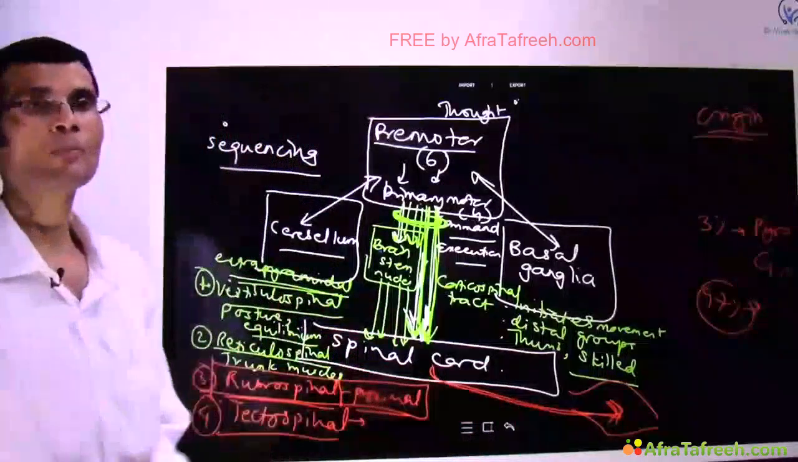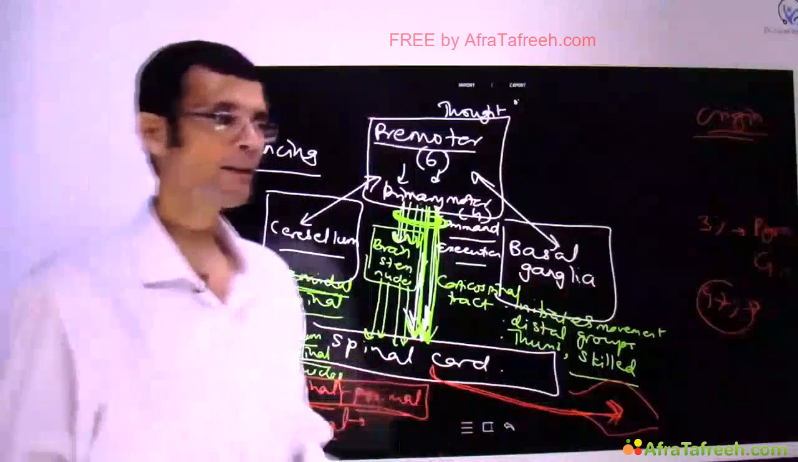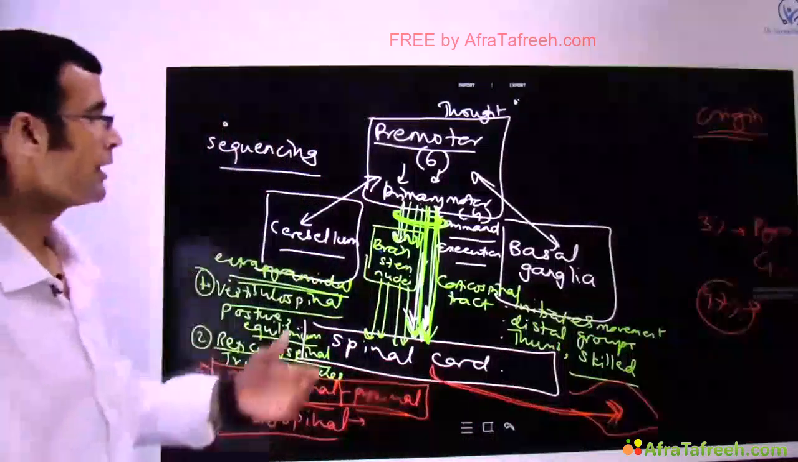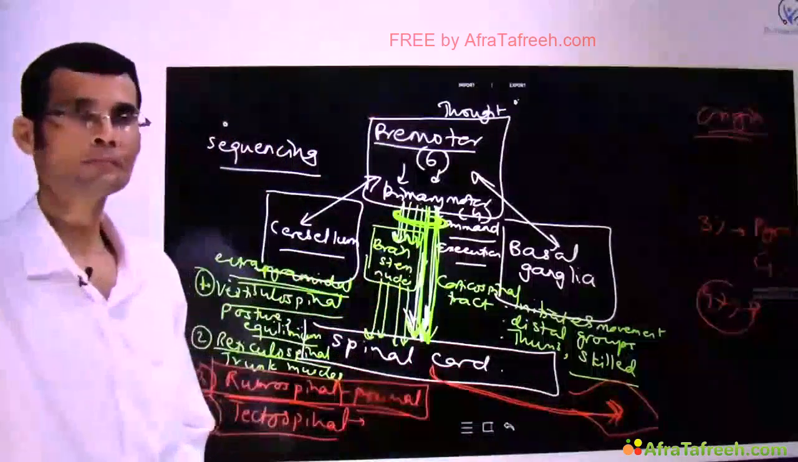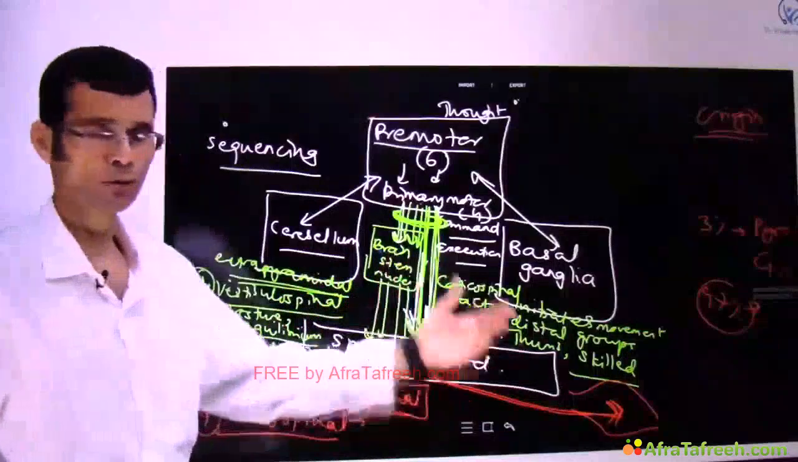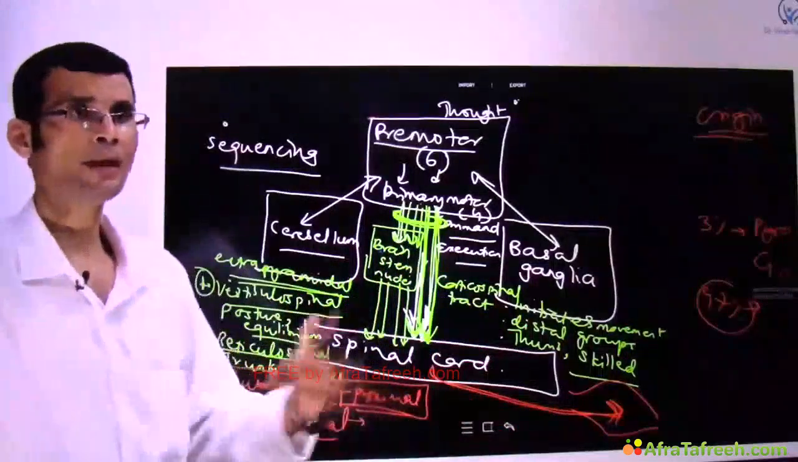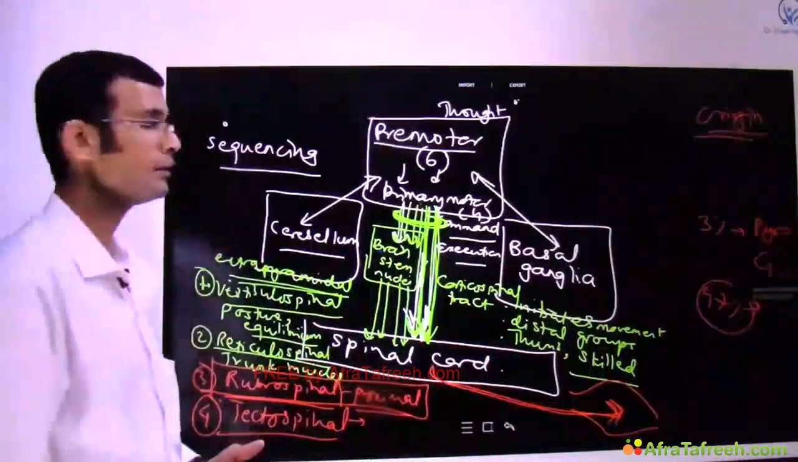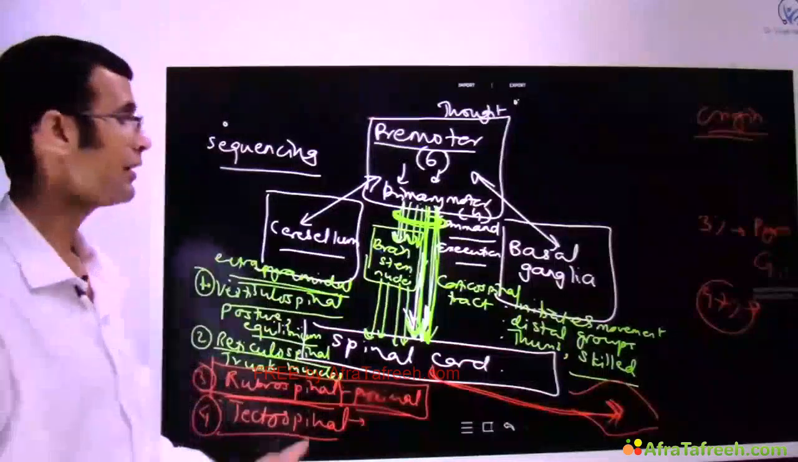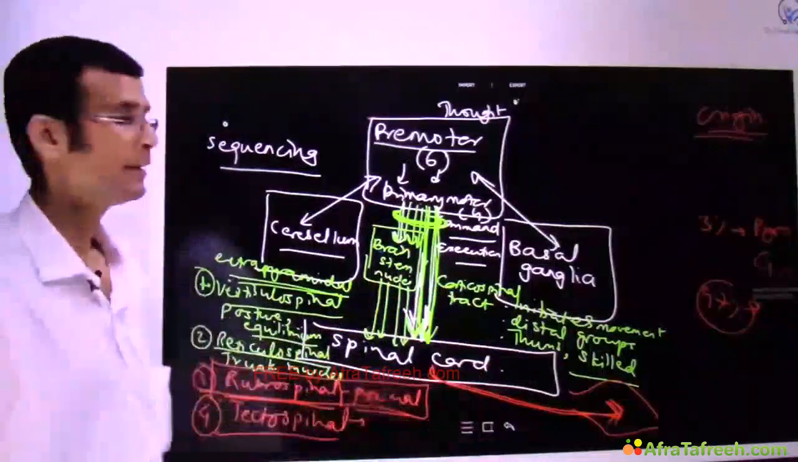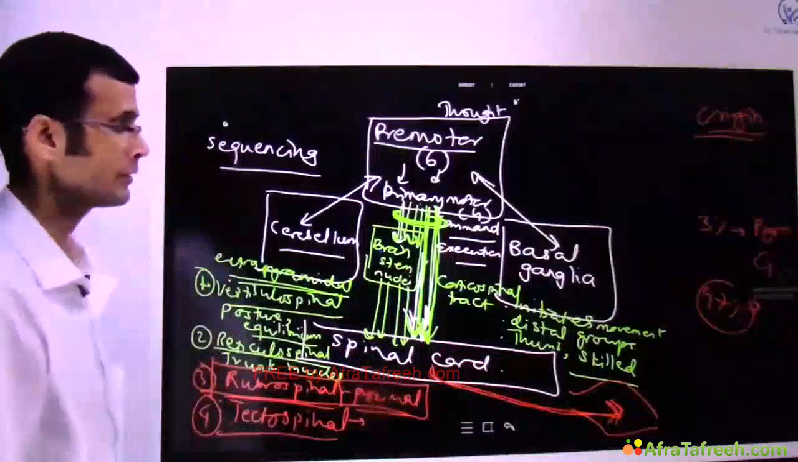Therefore, in the upper motor neuron lesions, pyramidal tract lesions, you see hypertonia. Muscle tone has increased. There is spasticity and exaggerated tendon reflexes, excessive signaling to the muscles.